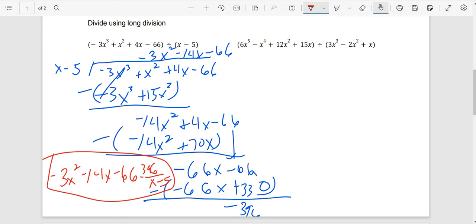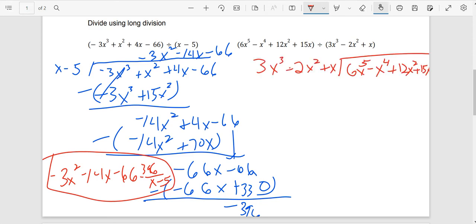Next one, let's set it up. What times 3x cubed will get us 6x to the 5th? That will be a 2x squared. Multiply it out. 6x to the 5th. Remember, when you multiply the same base, you're adding the powers. And it's going to get us negative 4x to the 4th. And then that's going to get us 2x to the 3rd.